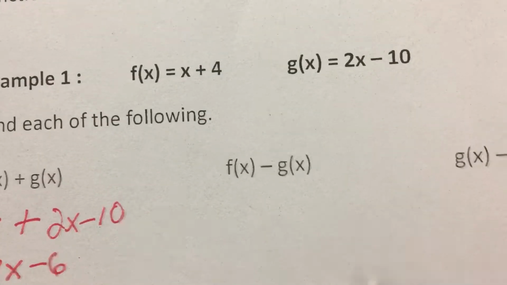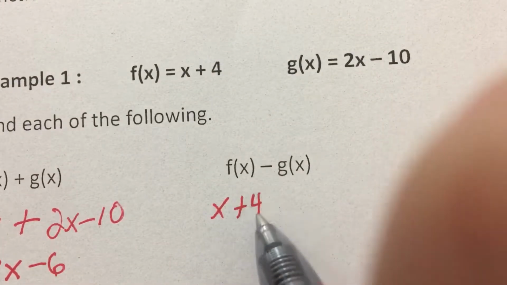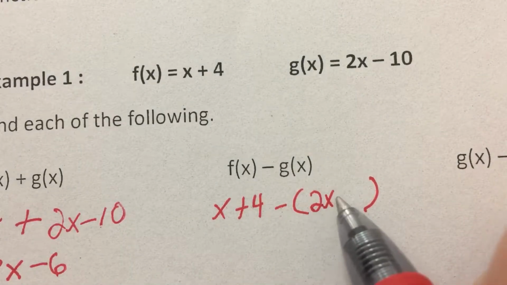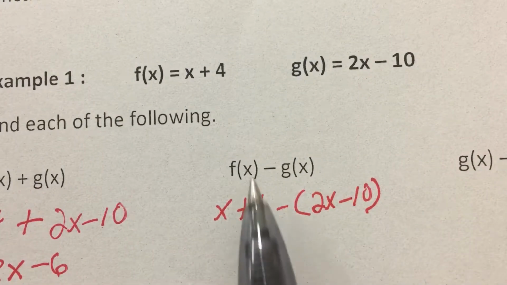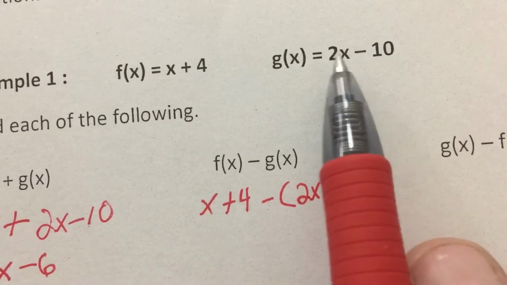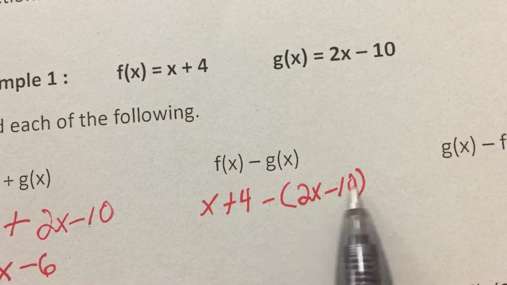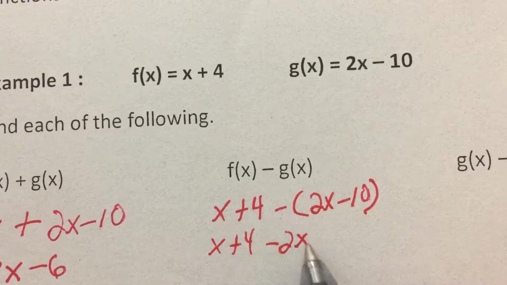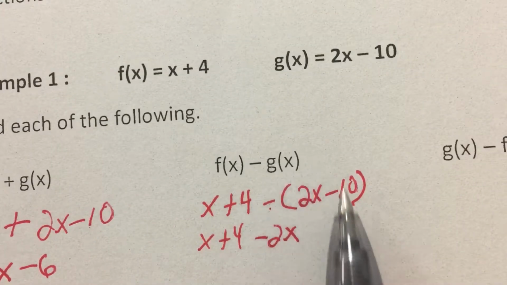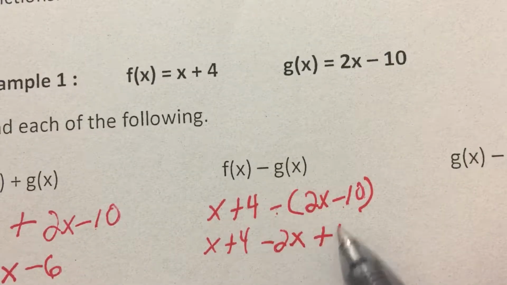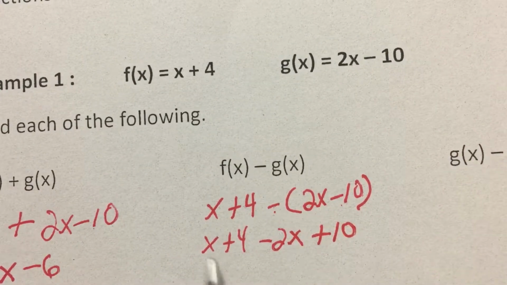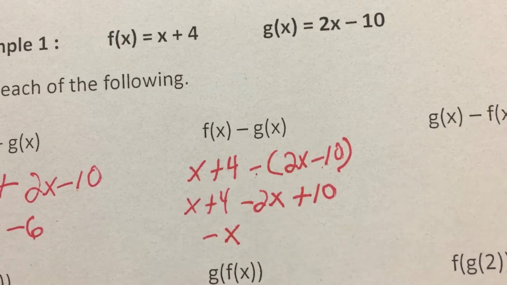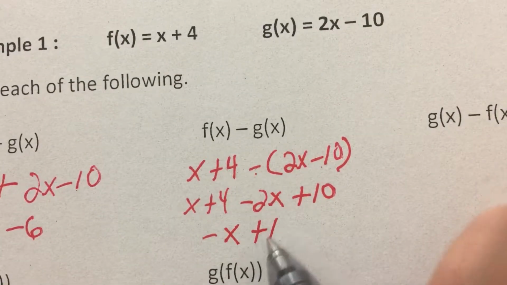If you're asked to subtract the functions, keep in mind that the second one always has to go into a set of parentheses, because the minus sign here actually applies to every term in that function. There are two terms in here, so when the 2x comes down, it'll become negative 2x, and then a negative times a negative 10 actually turns it into a positive 10. So x minus 2x is a negative 1x, and a positive 4 and a positive 10 is positive 14.